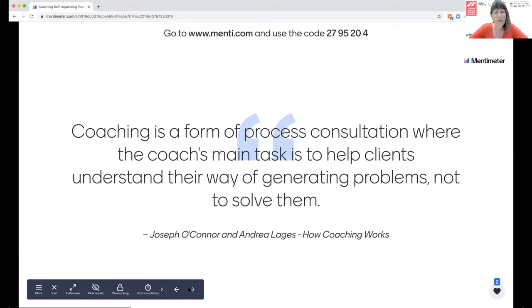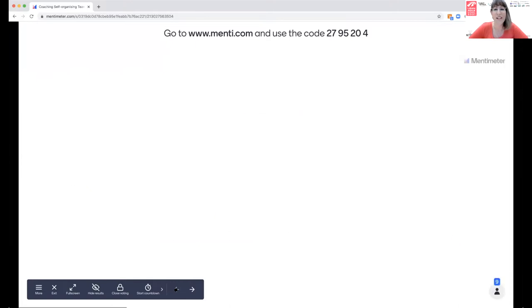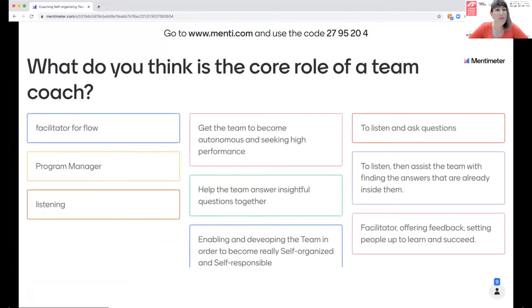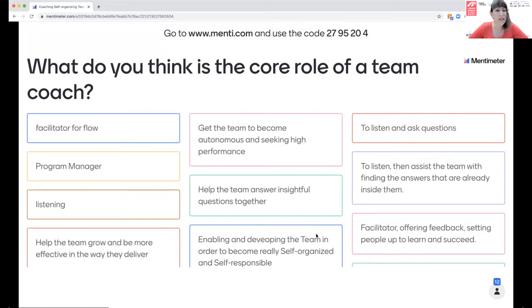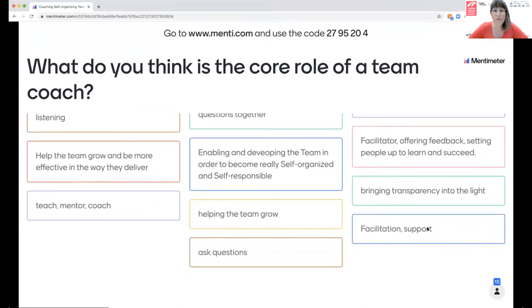That's because we missed our question, didn't we? What do you think is the core role of a team coach? Okay, let's go back then. Sorry, I was getting ahead of myself there. Facilitator for flow, program manager, asking insightful questions, offering feedback, to listen. Yeah. Great. So listening and asking questions, helping the team grow and be more effective in the way they deliver. Fantastic. Awesome. Transparency into the light, facilitation.